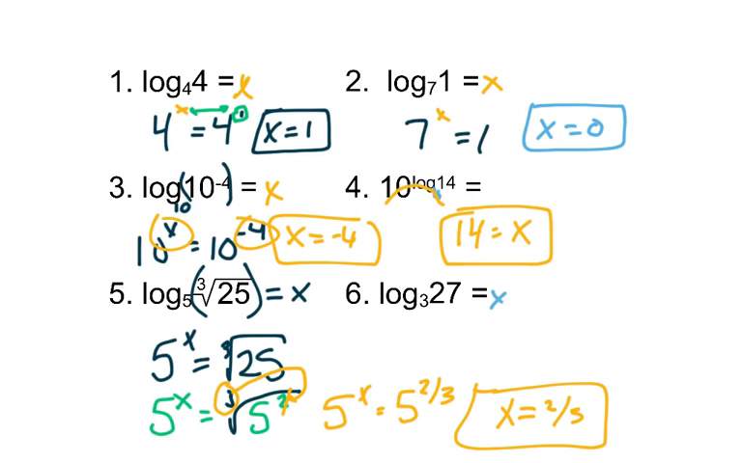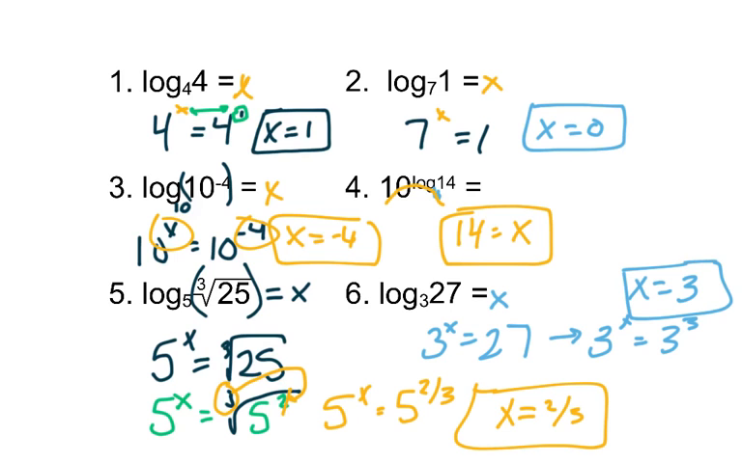And then the last piece here is saying 3 to the x equals 27. So 3 to what power equals 27? Well, 27 is 3 to the 3rd. So x equals 3.